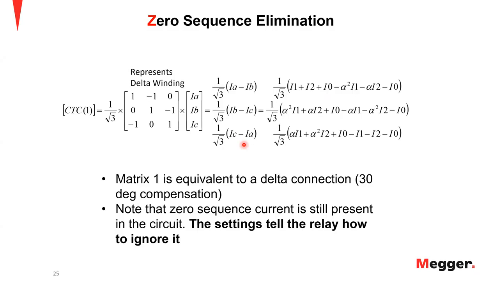Now we have eliminated this only numerically. The zero sequence currents are still present in your system. We are only telling the relay how to ignore the zero sequence this way.